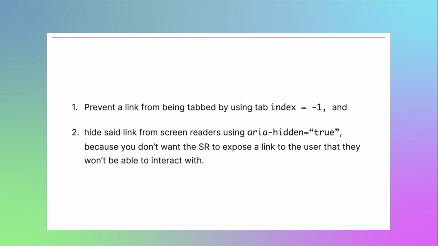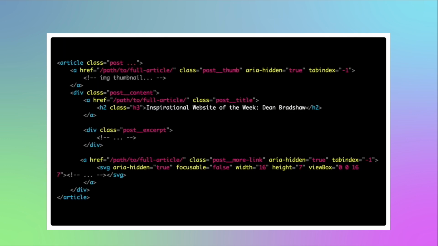So the markup for each post in the listing would look something like this. I have my article, I have a link that wraps my image thumbnail, I have a title, another link which is the title, and then another link which is the read more link or the read more icon. I only want the heading or the title of the post to take me to the full article page. So for the thumbnail and the read more links, I add aria-hidden true and set the tabindex to -1.